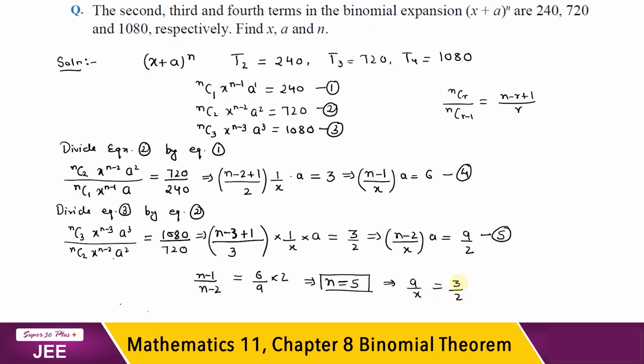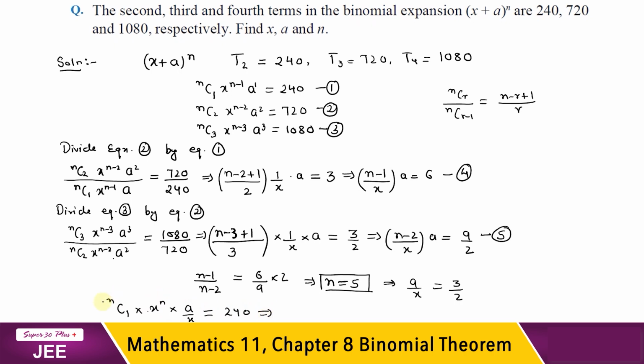Alright, now substitute this ratio a by x in equation number 1. Equation number 1 can be written as nC1, which is n, into x^n into a by x. See, x^(n-1) into a has been written in this form. And this is equal to 240.